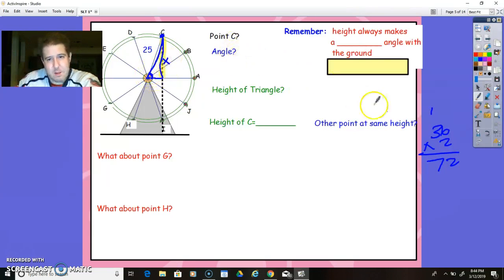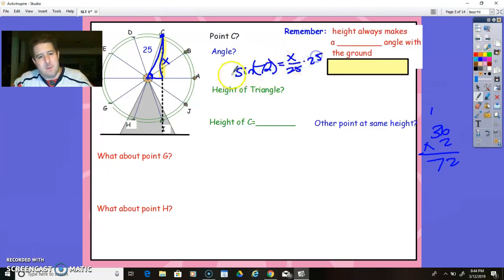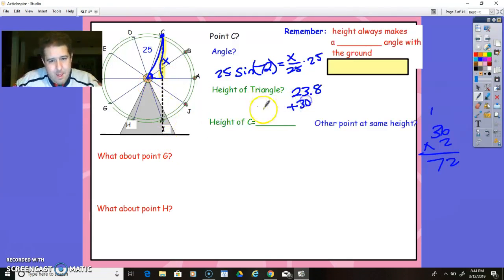So I just found this. The height of the triangle will be sine of 72 is equal to x over 25. Once again, I multiply both sides by 25, which is really just multiplying by the radius, which we'll learn later when we write the equation. Times sine of 72 gives us 23.8, give or take. So the height of the triangle is 23.8, but once again, remember, we have to also add the center height, which is 30 more, and that gives us 53.8. So now we know that C is 53.8, then D is also 53.8.